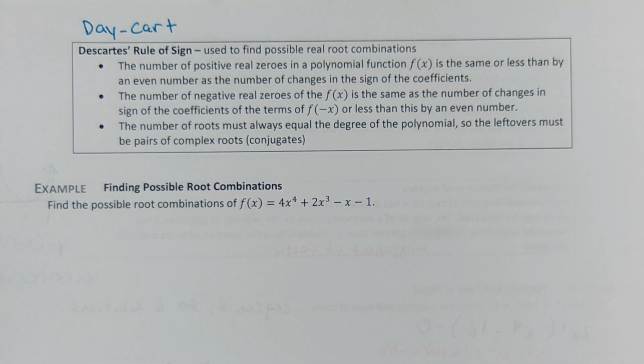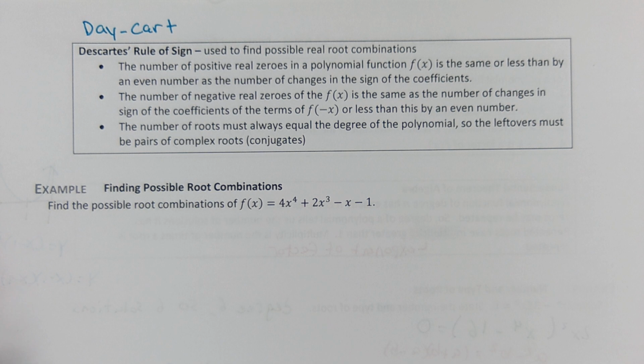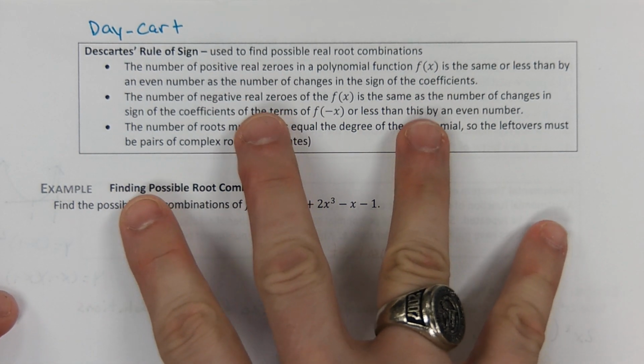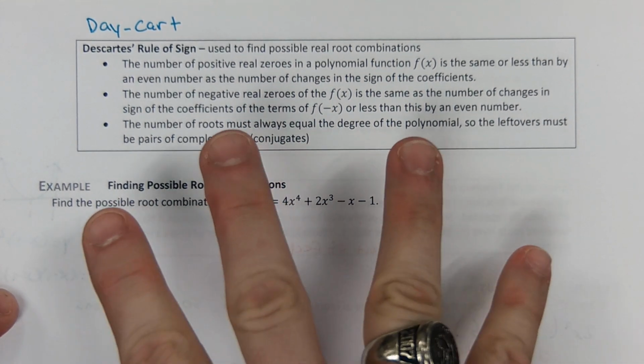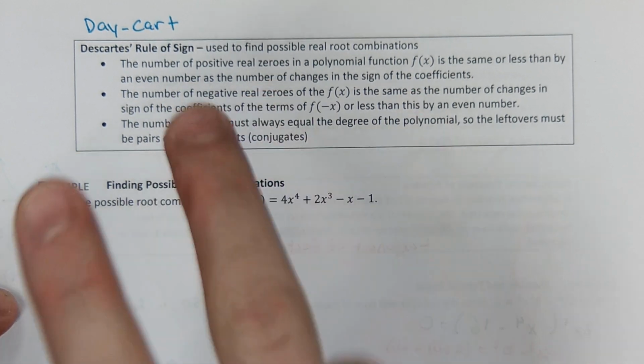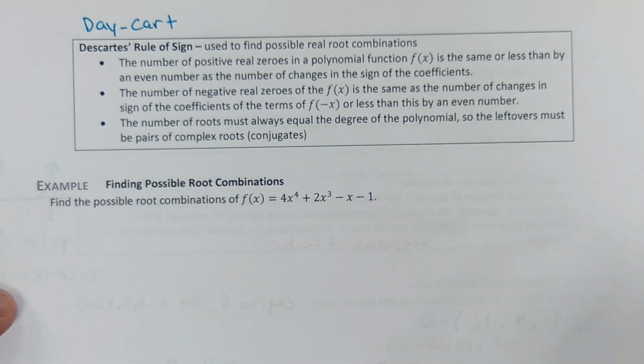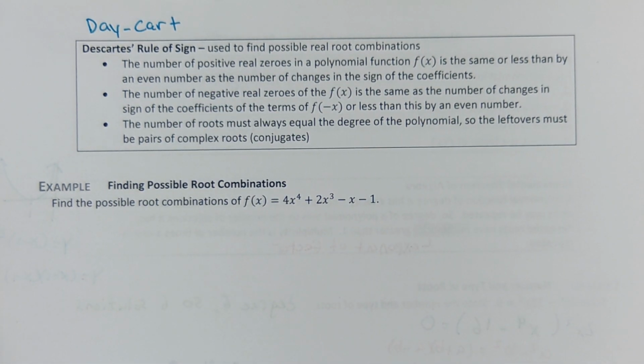Regular words. You're going to look at your polynomial, and you're going to look from term to term, and you'll be looking for how many times the sign switched from plus to minus and minus to plus. You count that number up. Let's say the sign switched 4 times. That means your polynomial could have either 4 positive real solutions or 2 positive real solutions or no positive real solutions.